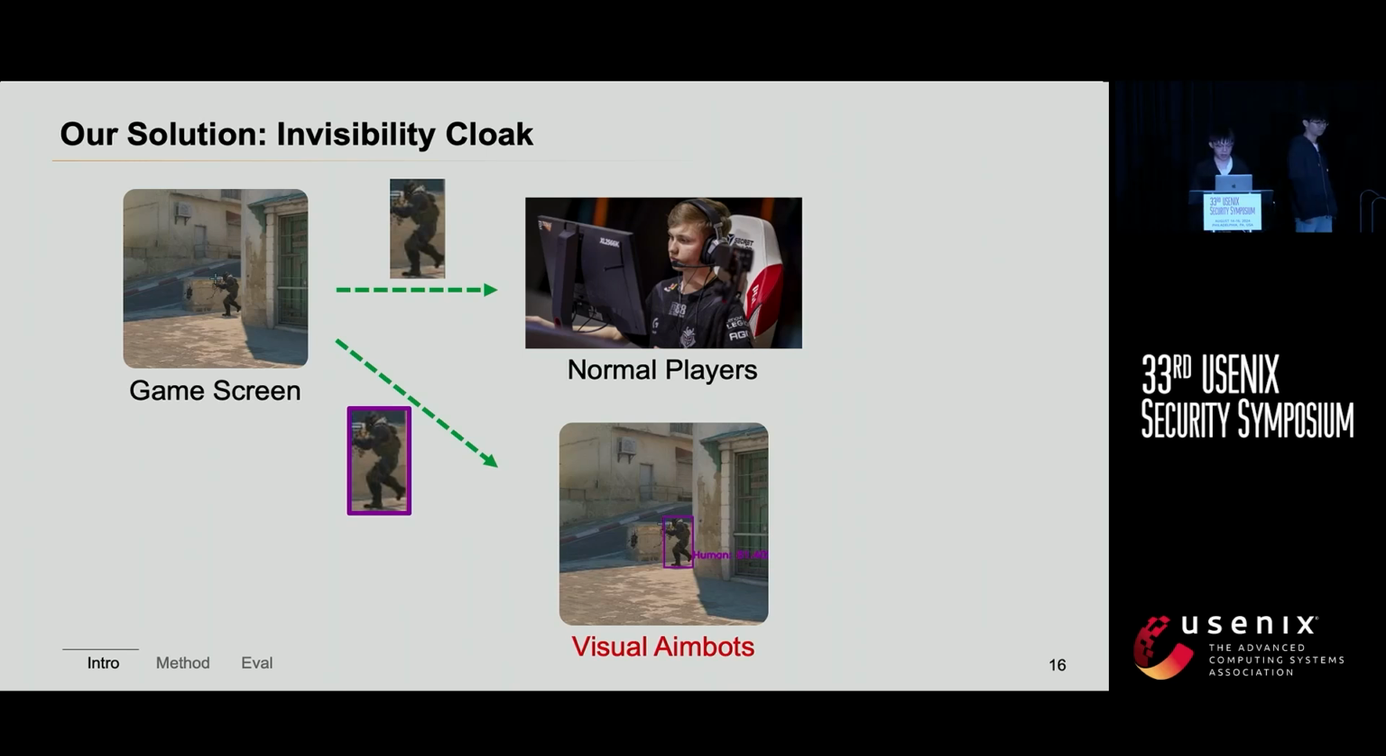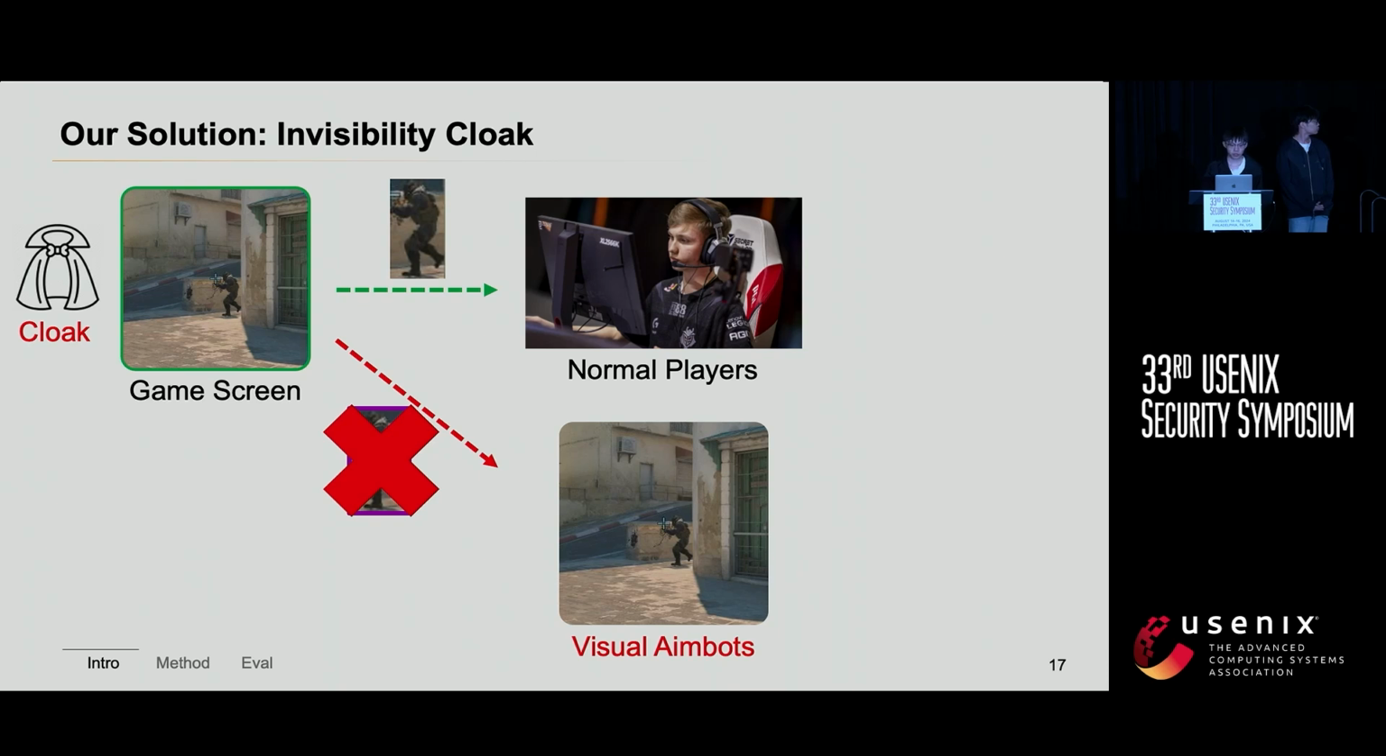Inspired by adversarial attacks in computer vision, we propose a proactive defense framework for visual game cheating, namely Invisibility Cloak. Without our protection in the normal game stream, as shown in this figure, visual aimbots can easily detect the opponent. The core idea is to add perturbations to the game screen, and we call these perturbations cloaks. By adding our cloak, we can disable visual aimbots, preventing them from detecting any targets on the screen.